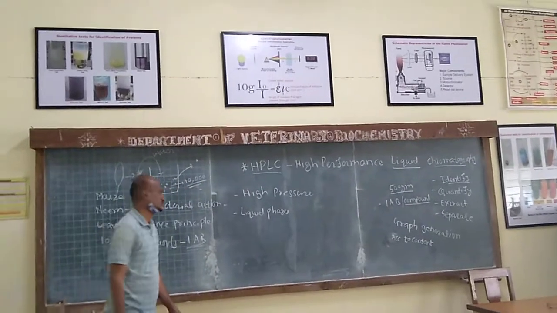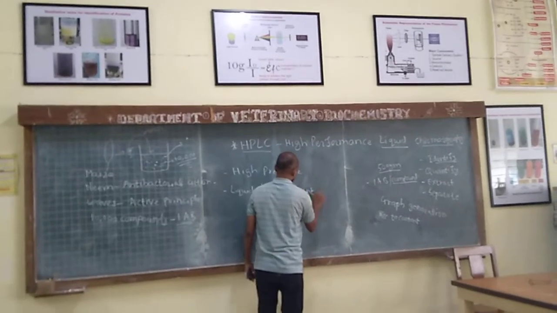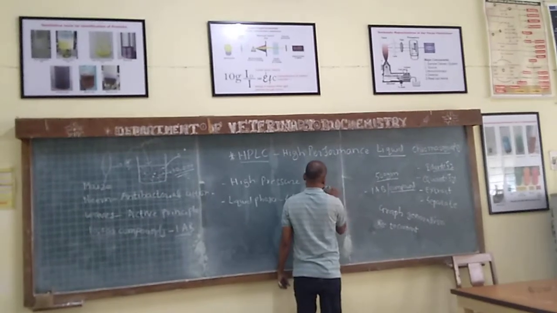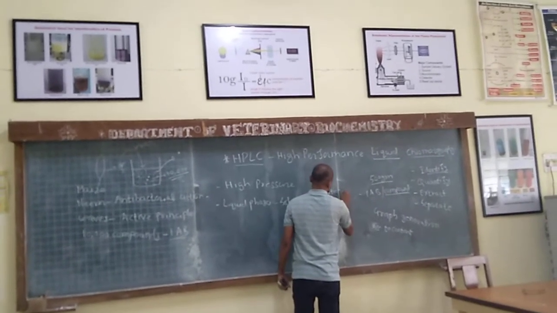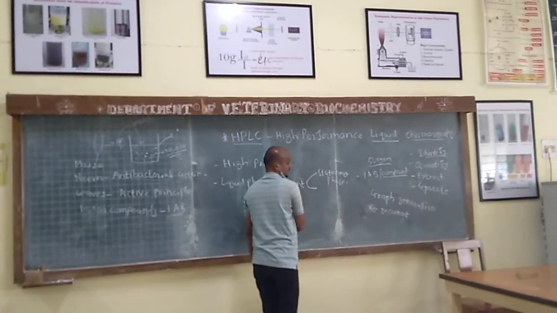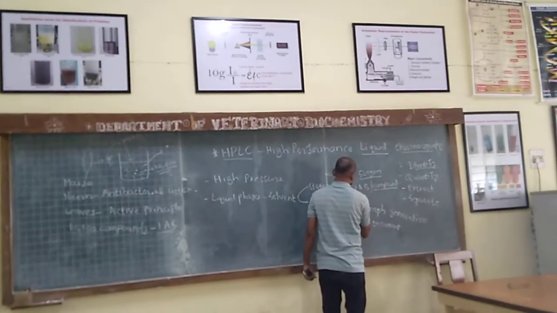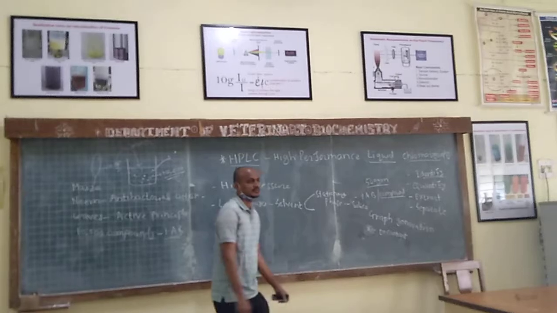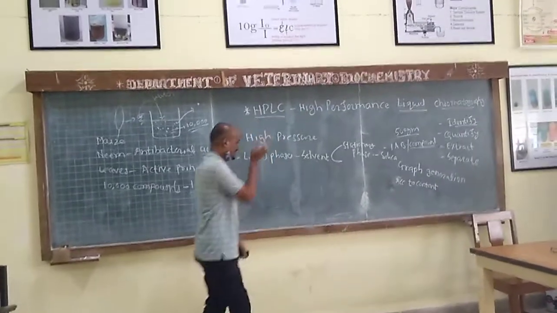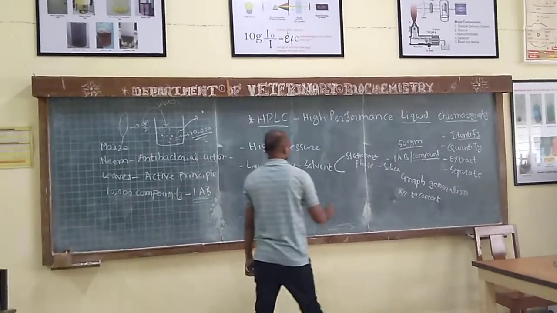Solvent. Any kind of solvent with liquid phase and organic phase. Next, stationary phase. Silica is used as a stationary phase. And one more phase is there, right? Mobile phase and stationary phase.